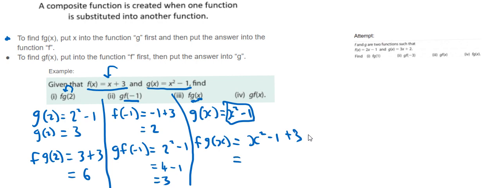And then I can tidy it up. So minus 1 plus 3 would be plus 2. So it's going to be x squared plus 2. So that's what f of g of x would be.